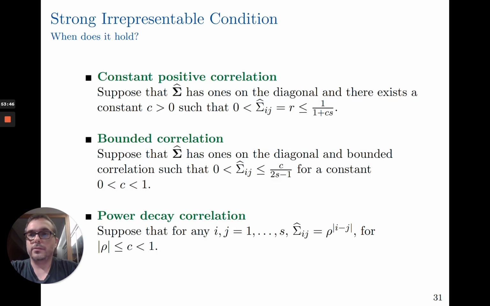And finally, when does the irrepresentable condition hold? If you have constant positive correlation, then it's okay, the irrepresentable condition holds. When you have bounded correlation, it also holds. When you have power decay, it also holds. There are many other situations where it holds. It's not to say that you need the regressors not to be correlated, but if you have correlation between irrelevant and relevant regressors, this correlation should be structured in some way. I give 3 examples here. There are many others. Okay?